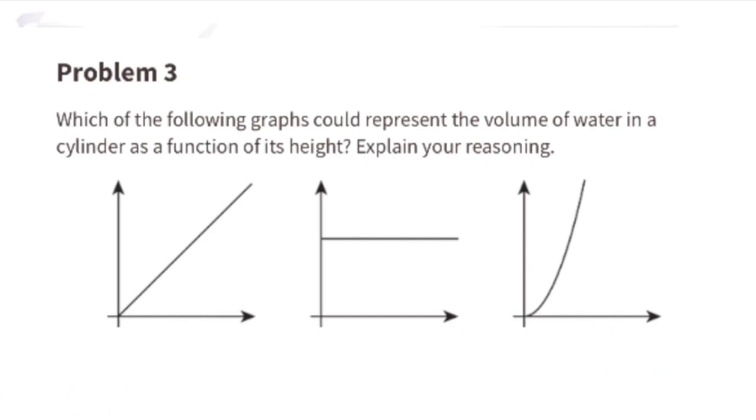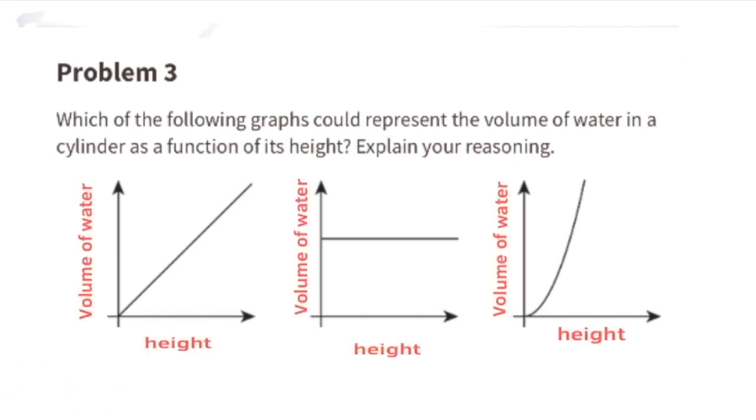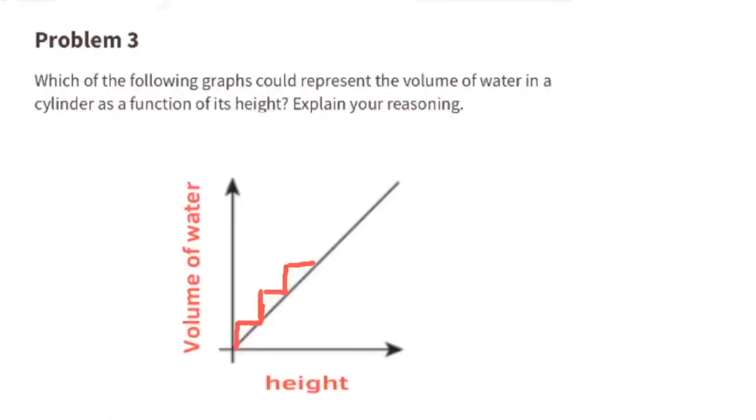Problem number 3. Which of the following graphs could represent the volume of water in a cylinder as a function of its height? Explain your reasoning. As the height of the cylinder increases, the volume of water increases at the same rate. So I would select the graph on the left because as the height increases, the volume of water also increases at the same rate.